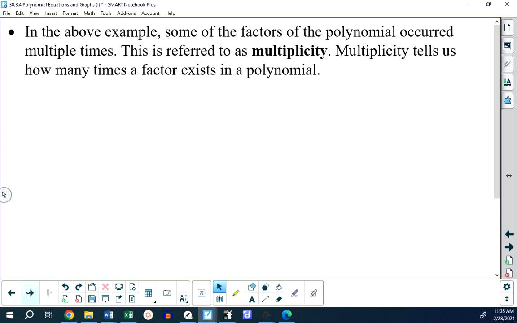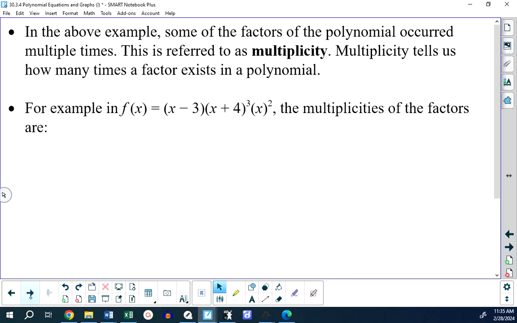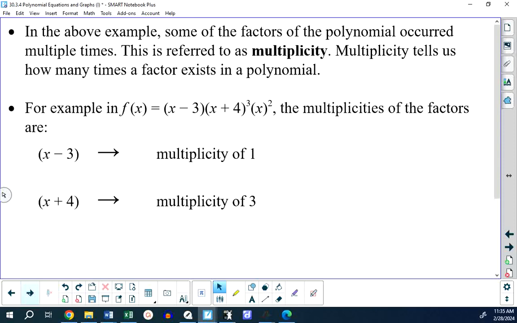Multiplicity is telling you how many times a factor occurs in a polynomial when it's in factored form. So for example, this is the one I think we just did, right? There is a factor of x minus 3 with a multiplicity of 1. That also means there's an x-intercept of 3 with a multiplicity of 1, which means a clean x-intercept. There is a factor of x plus 4 with a multiplicity of 3.